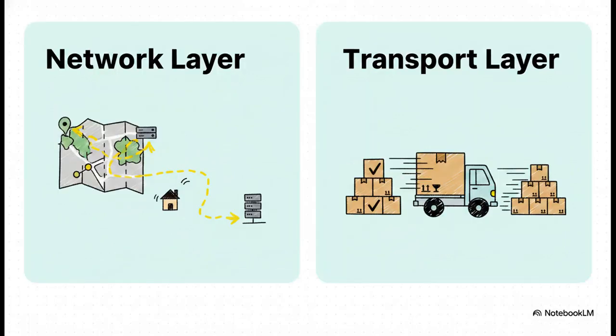So let's really focus on these two, because they're doing the heavy lifting. The network layer is the master navigator. Its only job is to look at the final destination, that IP address, and figure out the absolute best path through the entire maze of the internet. It's the GPS. The transport layer, on the other hand, is all about the quality of that journey. It doesn't care about the route, but it is obsessed with how the data gets there. Is it reliable? Is it in the right order? Or is it just fast? It's the difference between the route planner and the actual delivery service you choose.